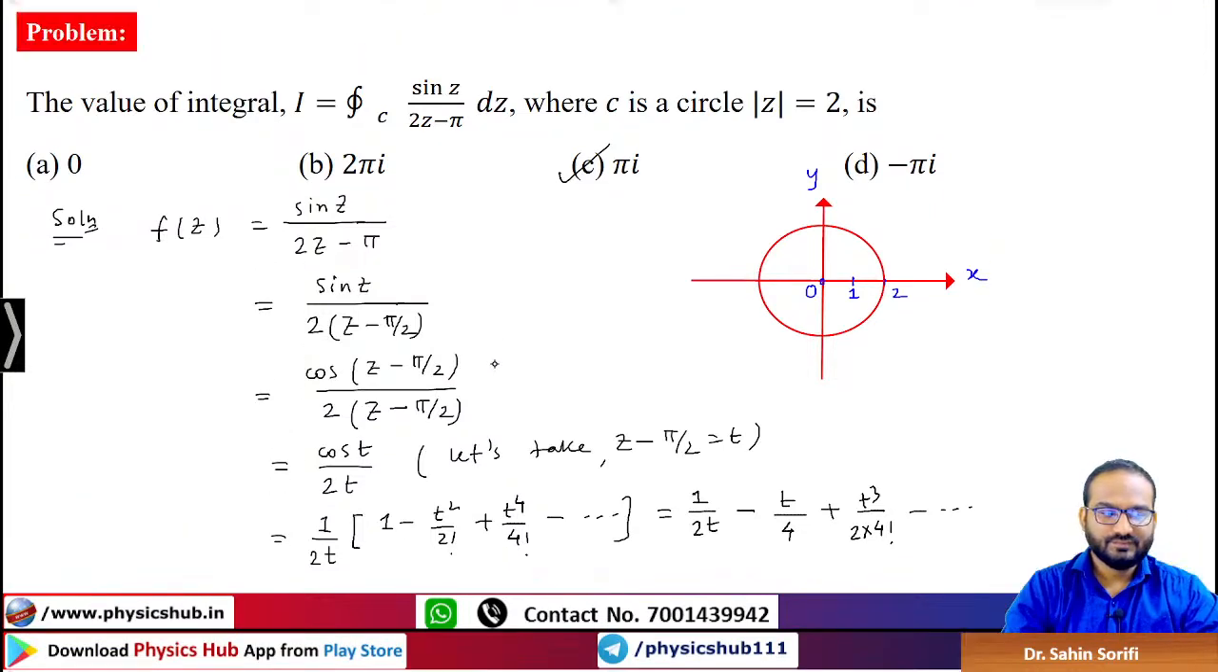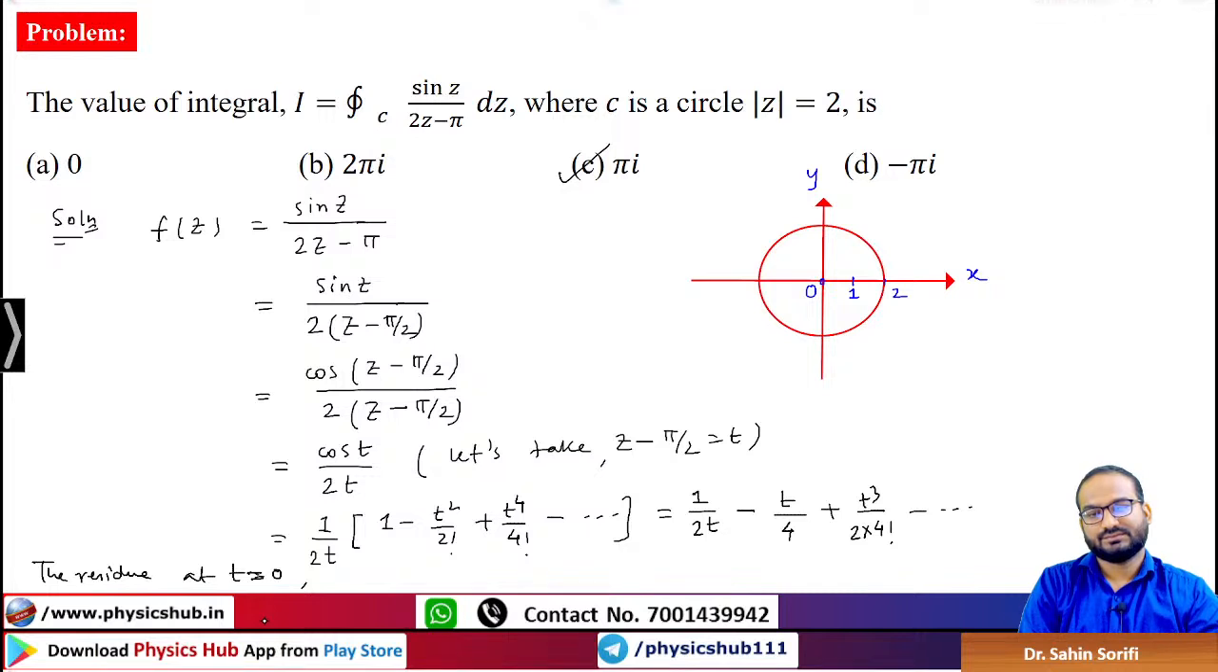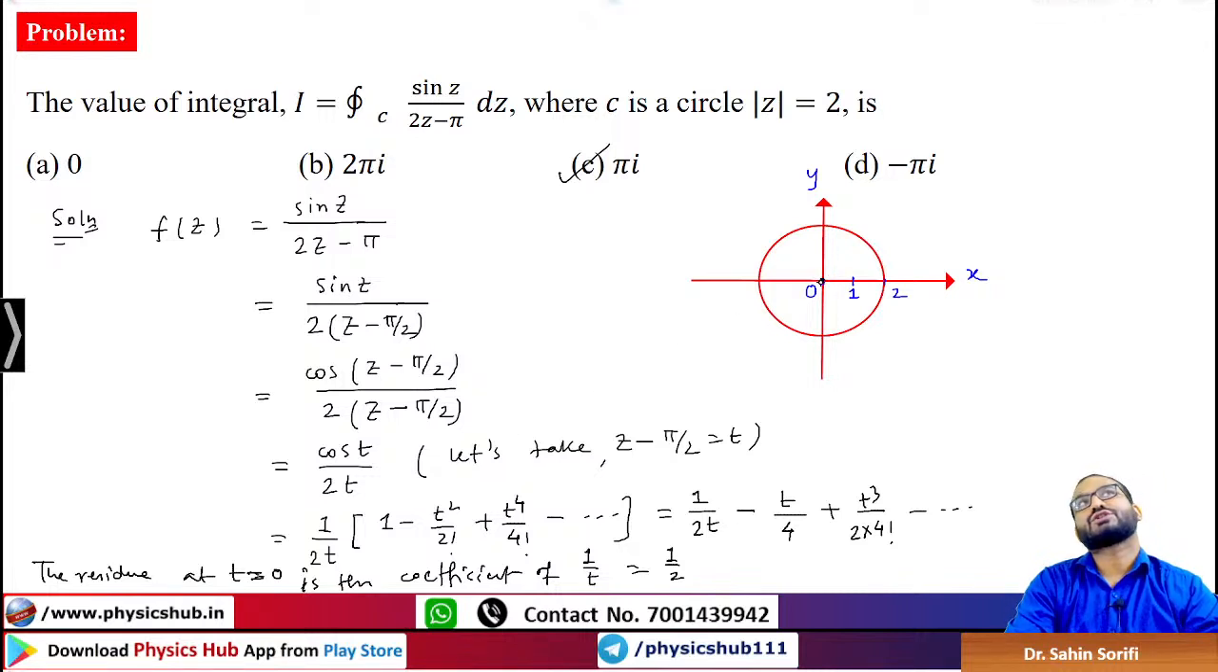The residue at t equals to 0. As you can see, t equals to 0 means z minus pi by 2 is equal to 0, means z equals to pi by 2. So saying t equals to 0 is equivalent to saying z is equal to pi by 2. That is why we do this. The residue at t equals to 0 is the coefficient of 1 by t, that is equal to half. And z is equal to pi by 2, the value, pi is 3.14, so 1.5 or something.